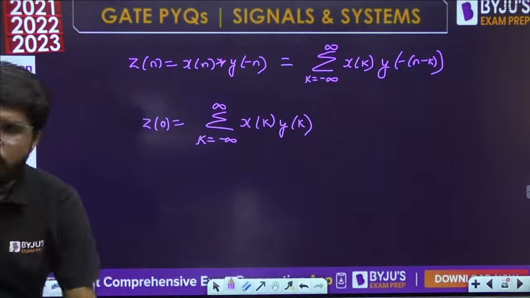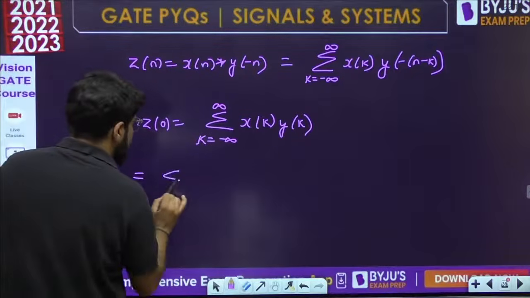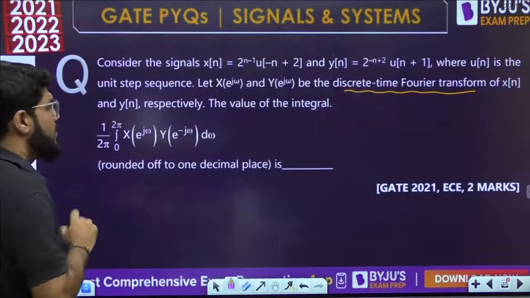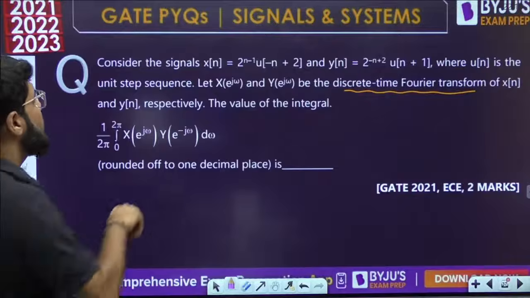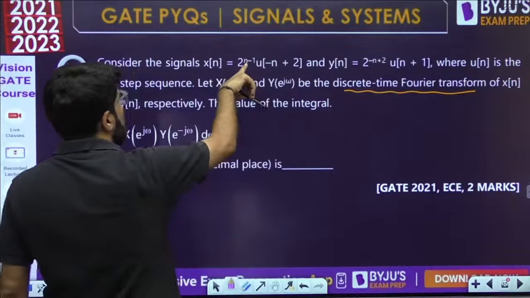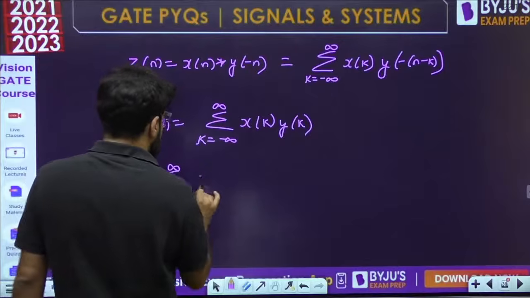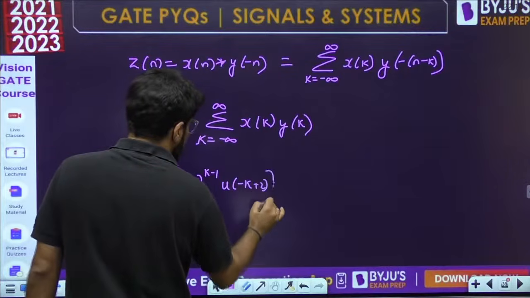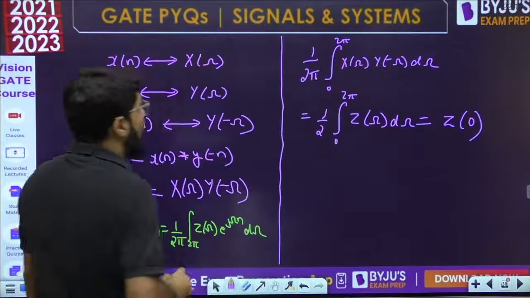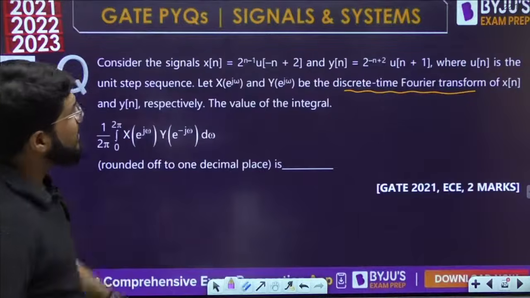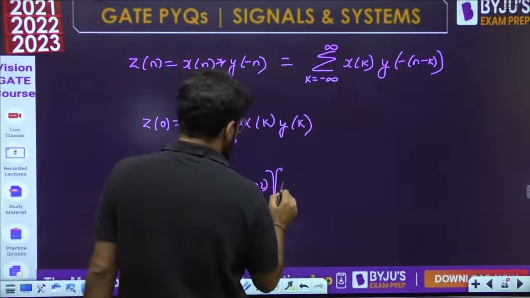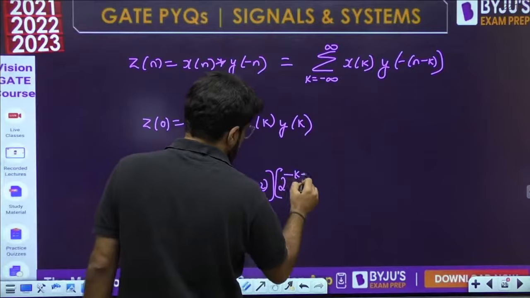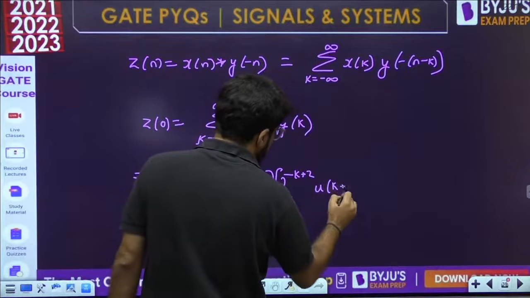Now put down the values of both the signals that are given to you. So this is the summation from minus infinity to plus infinity of x[k]. What is the value of x[k]? x[n] is given to you, converted into k: 2^(k-1) u[-k+2], multiplied by y[k], which is 2^(-k+2) u[k+1].